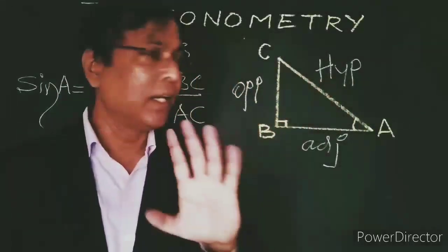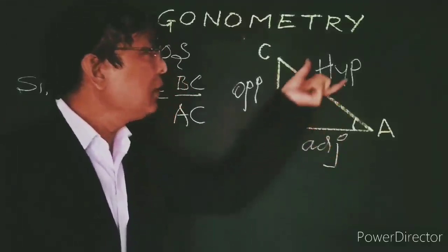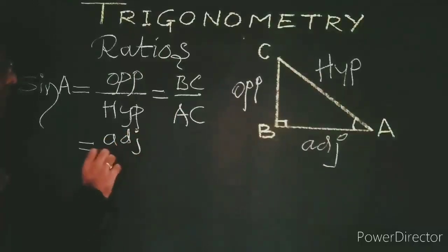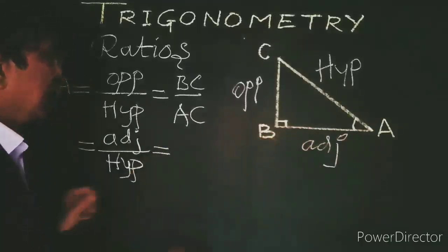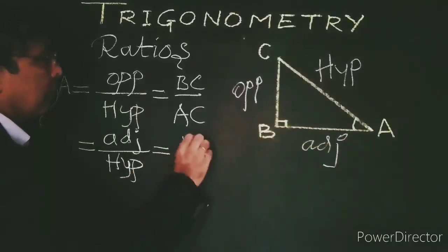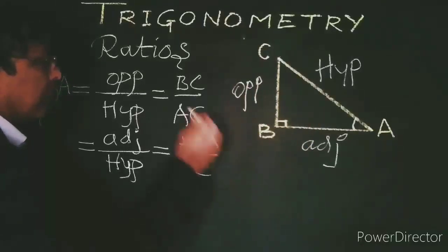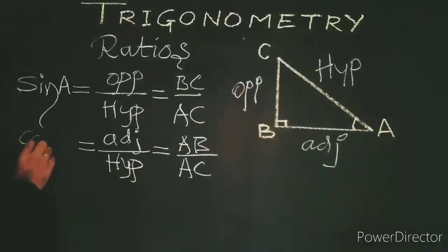This is the first ratio. The second ratio is I can divide the adjacent side by the hypotenuse. Adjacent side means AB, hypotenuse means AC. This ratio we call cos.